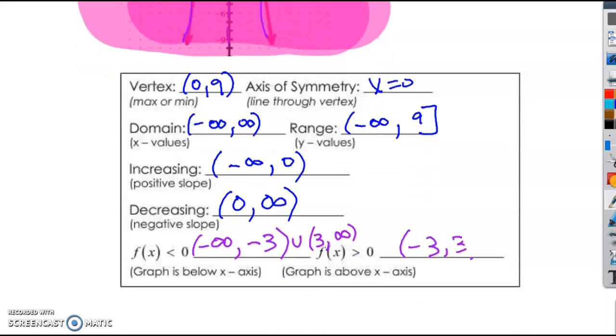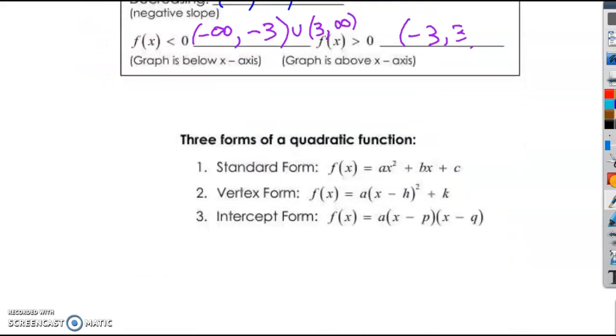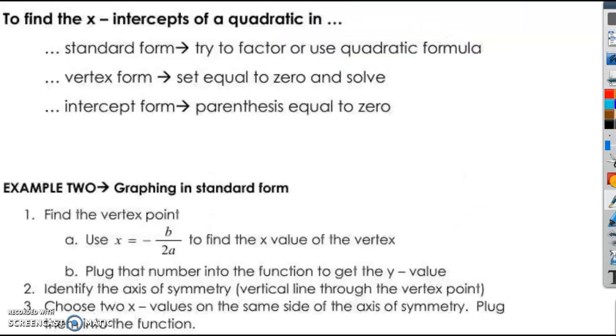And here are the equations, the three forms of the quadratic equation or functions. We've got standard form, vertex form, and intercept form. Again, this is review from Algebra 2. So we are just going to quickly run through the different ways to graph depending on what form you have. So if you've got standard form, you're going to try to factor and use the quadratic formula to find the x-intercepts. Vertex form, set equal to 0 and solve. And intercept form, parentheses, you're going to set them each equal to 0 because you actually already have the intercepts.